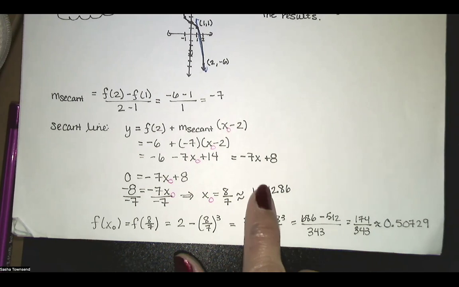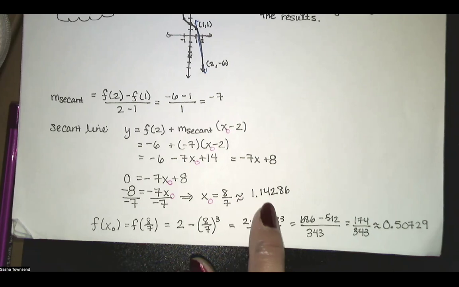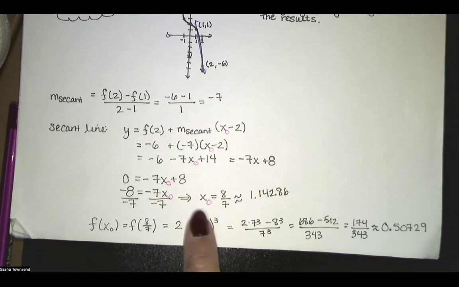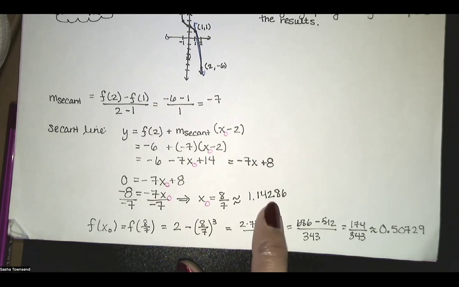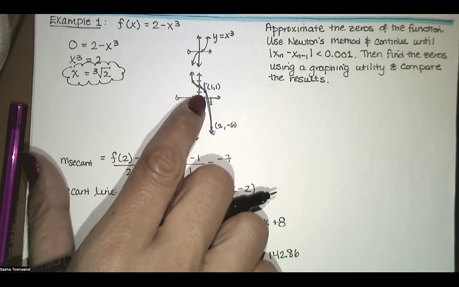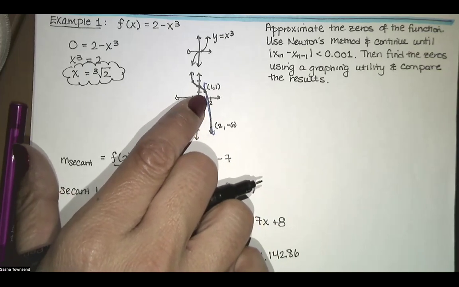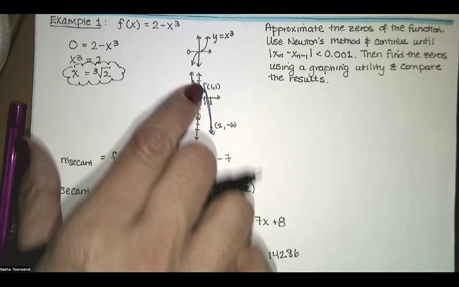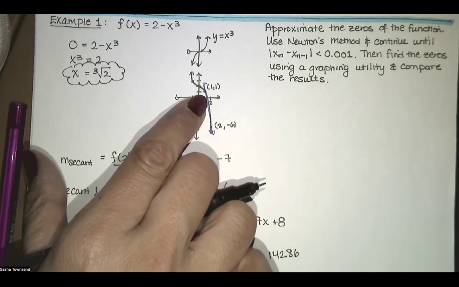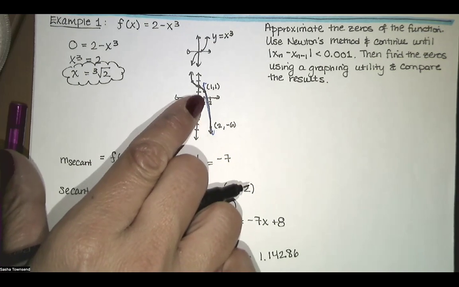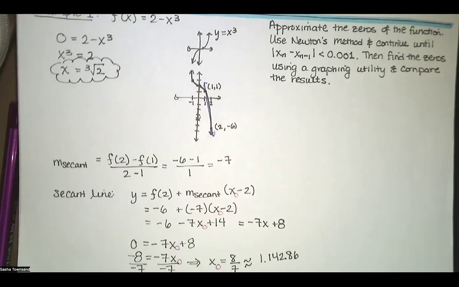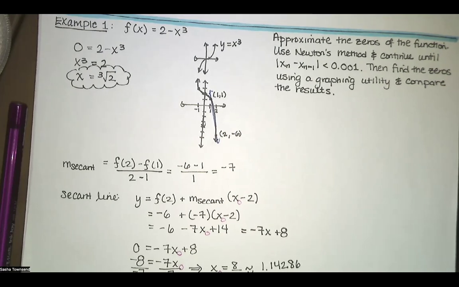Now that I have this as a guess for my x value, I can iterate again, but this time instead of using the secant line, I'll actually use the tangent line at this x value, because I'm pretty sure that the x-intercept of that secant line is very close to the x-intercept of the original function. So I just use the tangent line at the x-intercept of the secant line to find my next tangent line. And then we do that again.